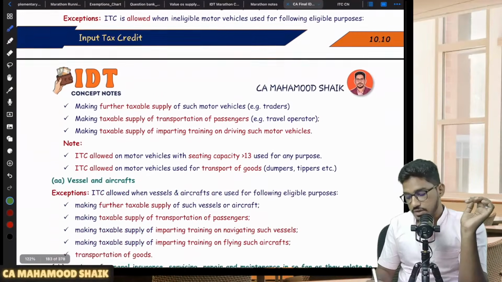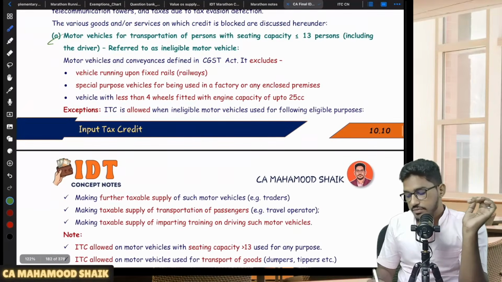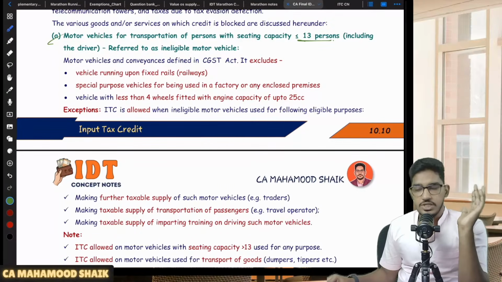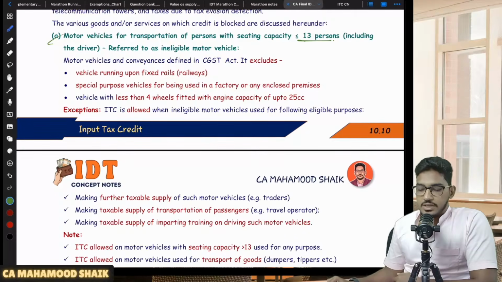Let us see the first one. I'm going directly into the discussion now. First one: motor vehicle for transportation of passengers with seating capacity of less than or equal to 13, including the driver. Ineligible motor vehicle. So the first category of supply on which ITC is blocked is motor vehicle.